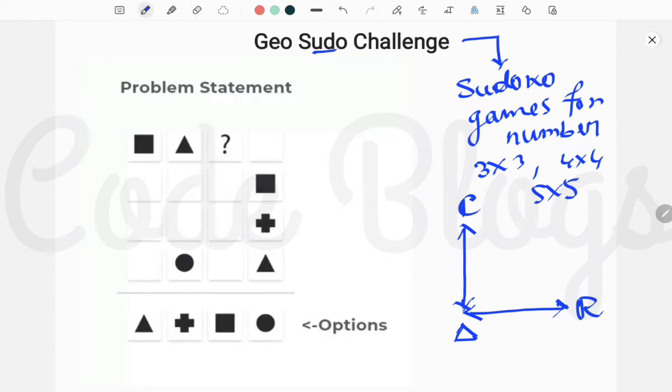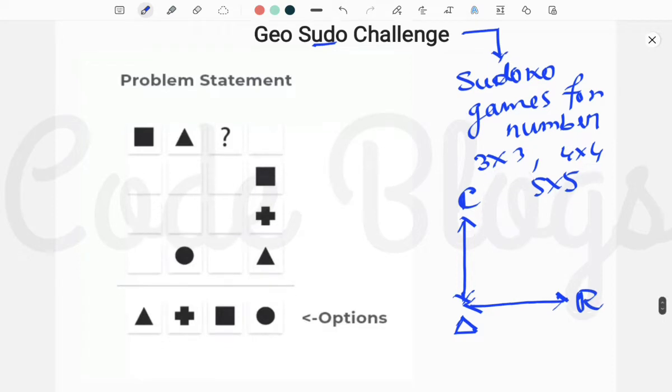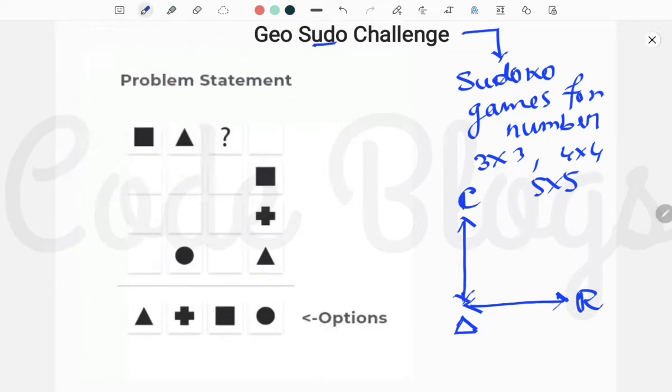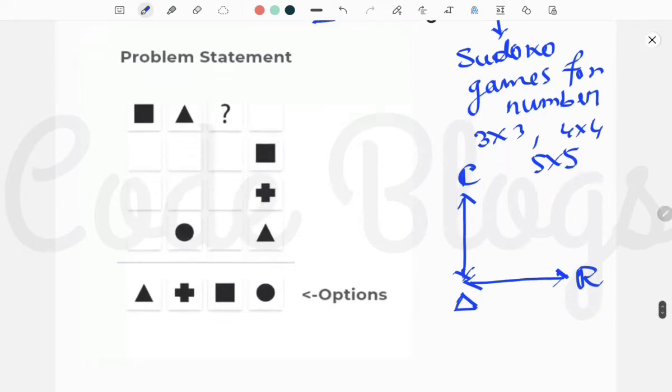Okay, problem numbers. Now you have to find the numbers. Here geometrical shapes are given in place of numbers. There is a 4 by 4 matrix, and you have to find the geometric shape for this question mark place.